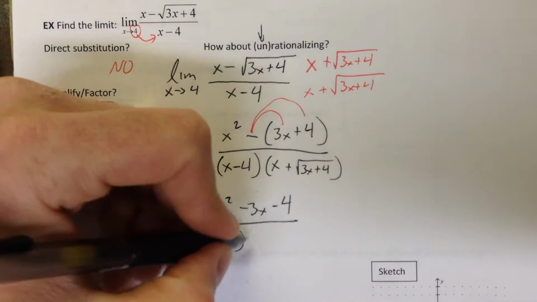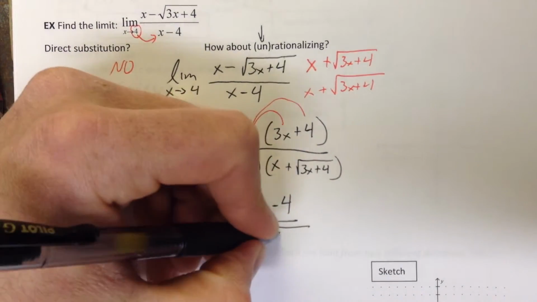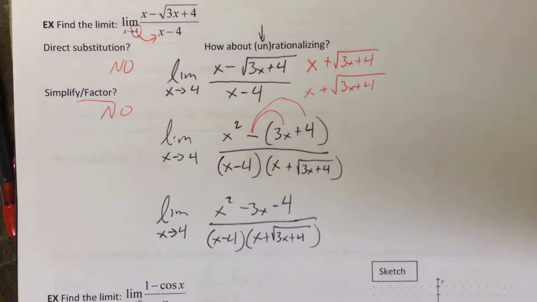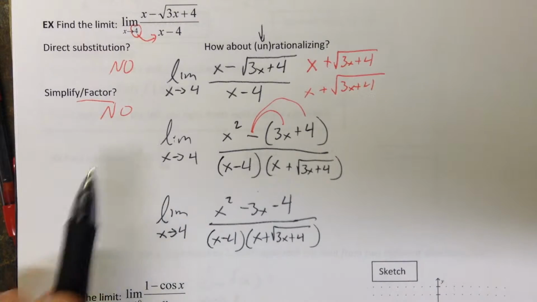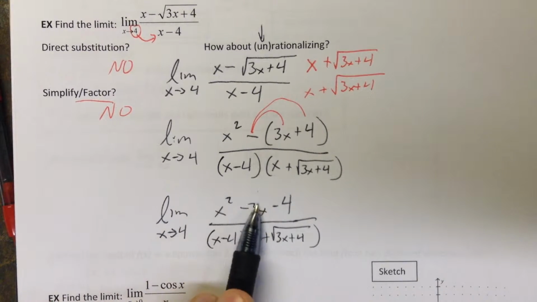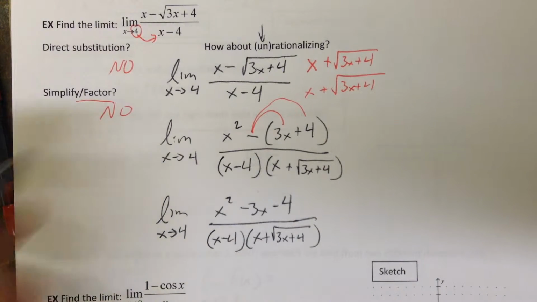So it's going to be x minus 4, and it'll be x plus the square root of 3x plus 4. None changed. Cool. Now what we could do? Well, here's a funny thing. Remember earlier when we said that we could not factor? All of a sudden, now we can. We've got an x squared term, an x term, and a constant term. So now we're going to factor it.